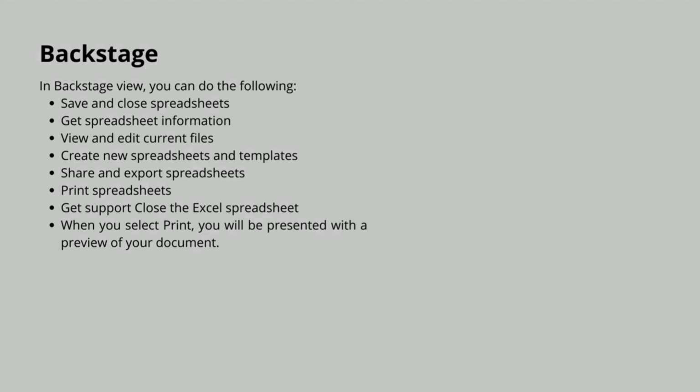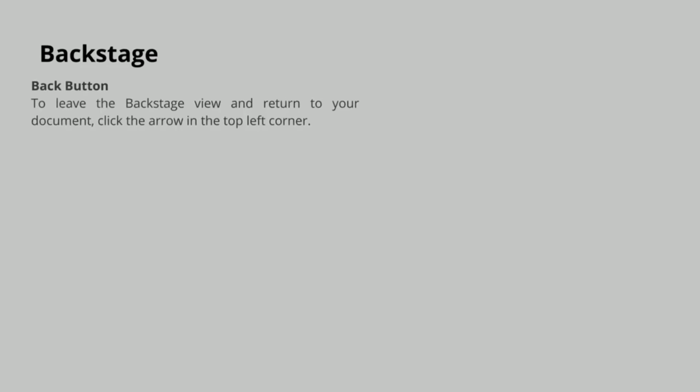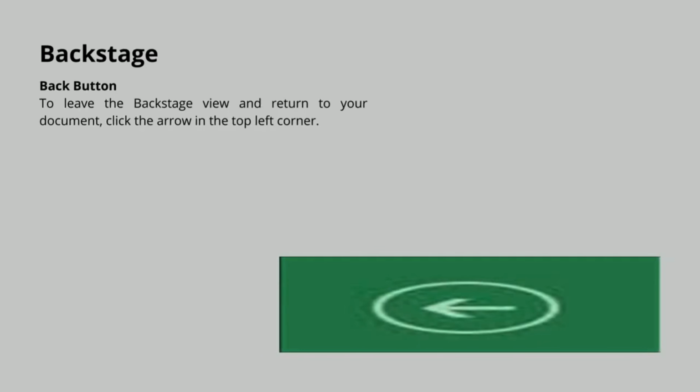Close the Excel spreadsheet. When you select Print, you will be presented with a preview of your document. Back button. To leave the Backstage view and return to your document, click the arrow in the top left corner.